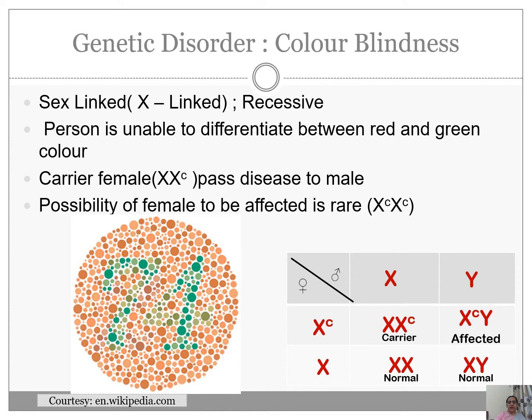So here I have taken a carrier female and one normal male. Here you can see that an affected boy child can be born, but the girl children will be carriers and will not show any symptom of color blindness.